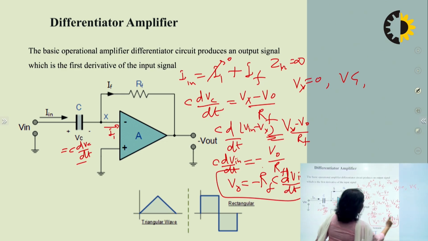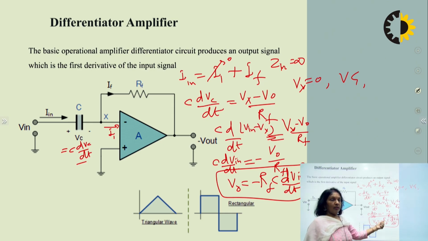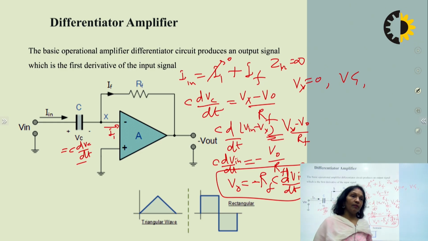So here you can see that the output will be equal to RF C, which is some constant value, multiplied by the differentiation of the input signal. So this is how we get the output voltage. In this lecture we have discussed the unity gain amplifier, summer, difference amplifier or subtractor, integrator and differentiator. So I close this topic, this lecture here.